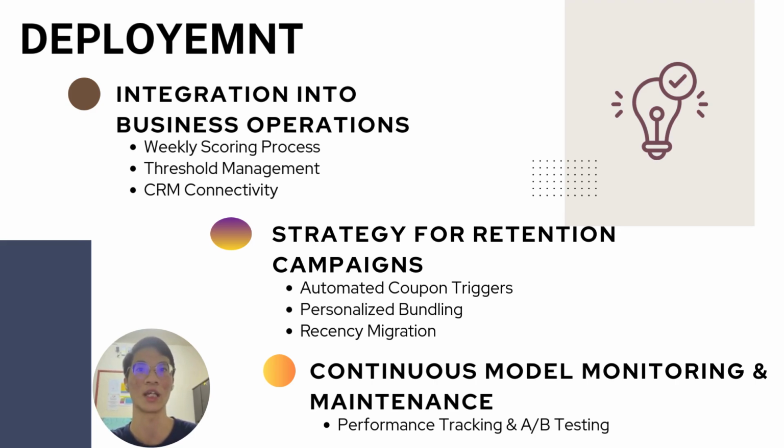First one is performance tracking. The data analytics team will conduct a monthly review of the model's accuracy and recall to ensure the logistic regression remains calibrated as customer shopping habits evolve. And the last one is A/B testing. The company will deploy test and control groups to measure the actual revenue saved by the model-driven retention campaign compared to standard mass marketing.